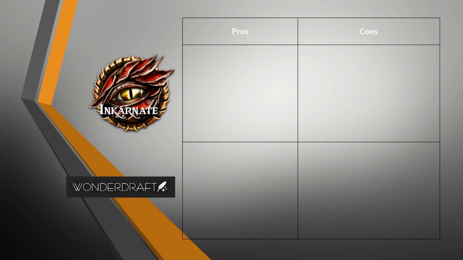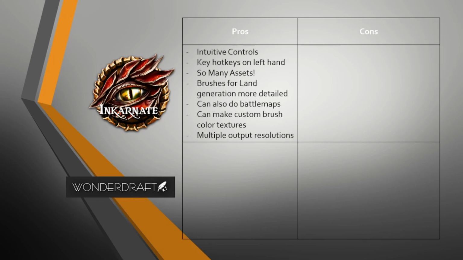We're going to start with Inkarnate. So for pros, I've got intuitive controls, and those hotkeys are mostly on the left hand, which means if your hand is used to being in the left place on the keyboard, like for A, S, D, and F, walking in video games, you're already going to be ready for those hotkeys. The brushes for the land generation give you a more detailed pattern. It's not just a smooth pattern. You can go ahead and make your edges there.